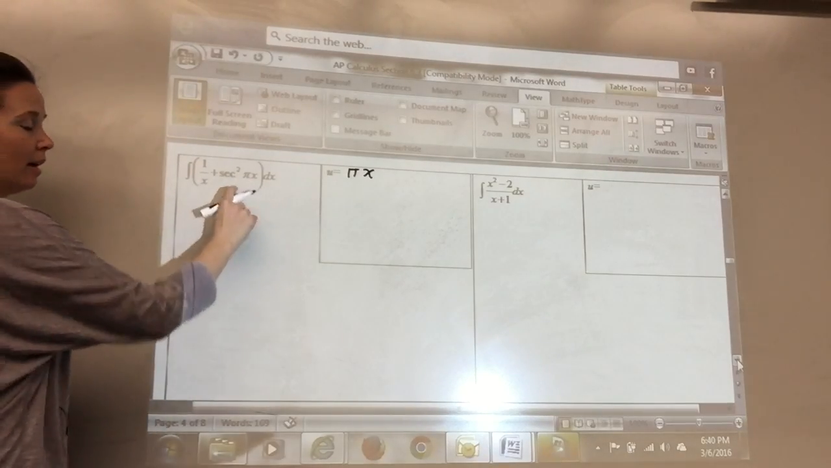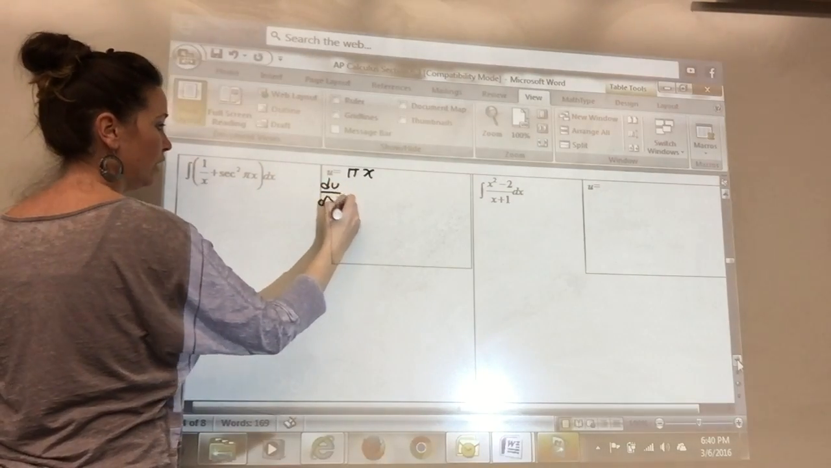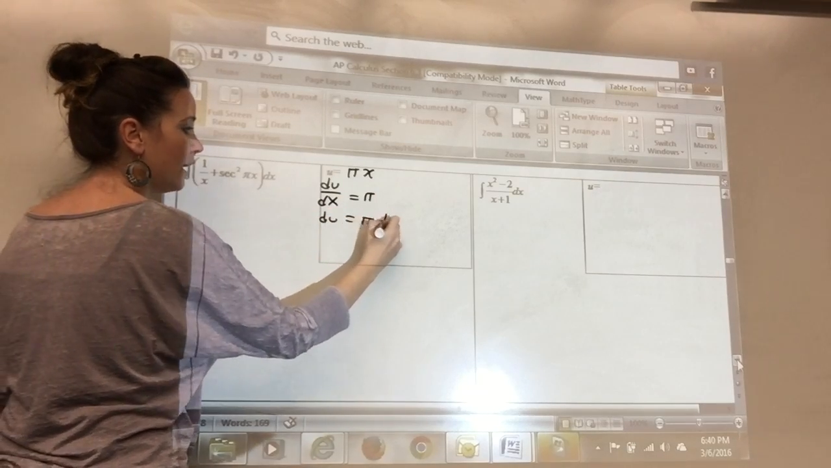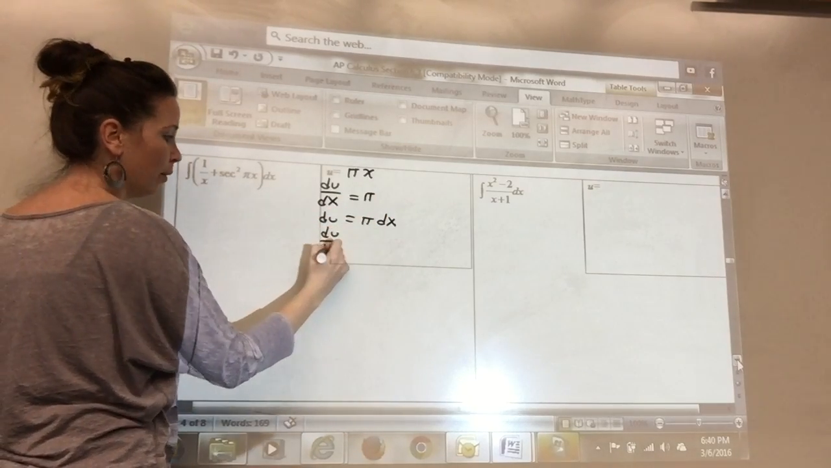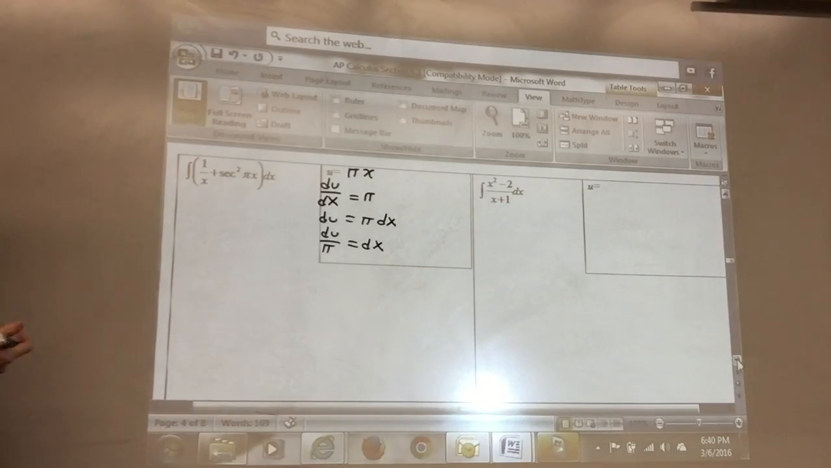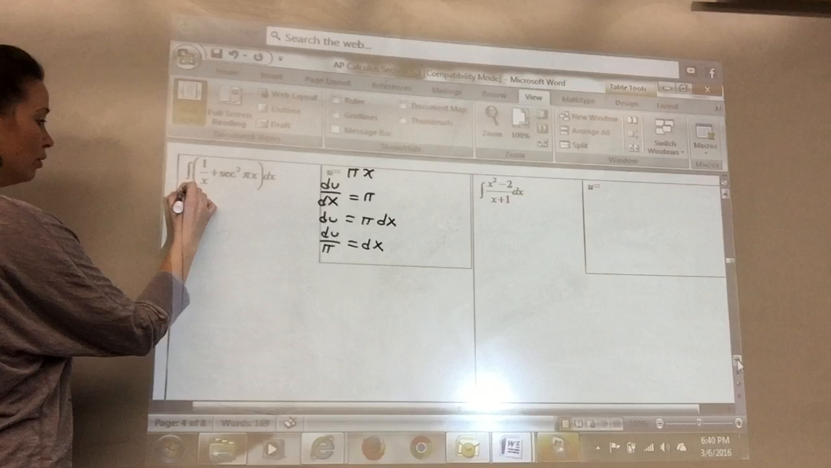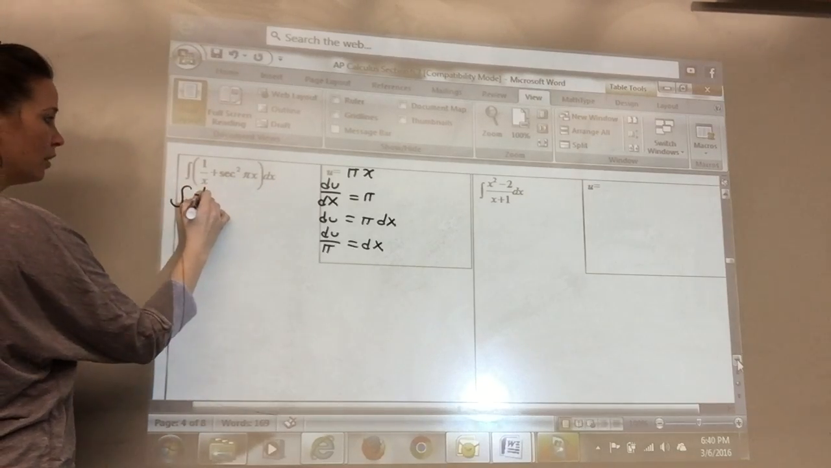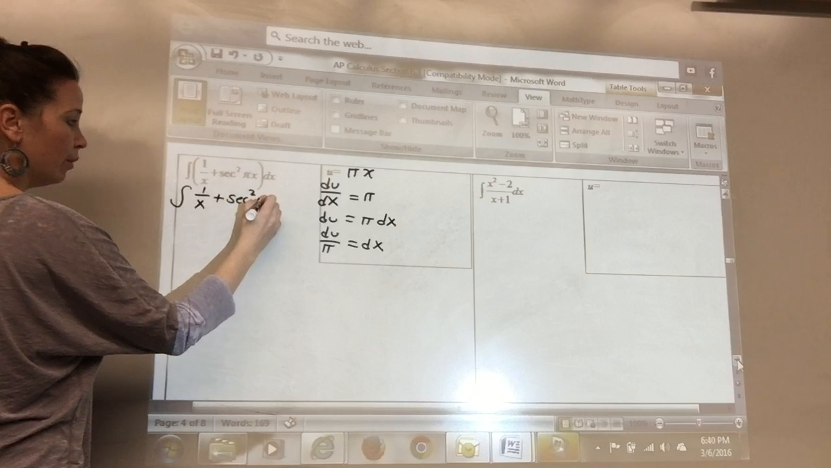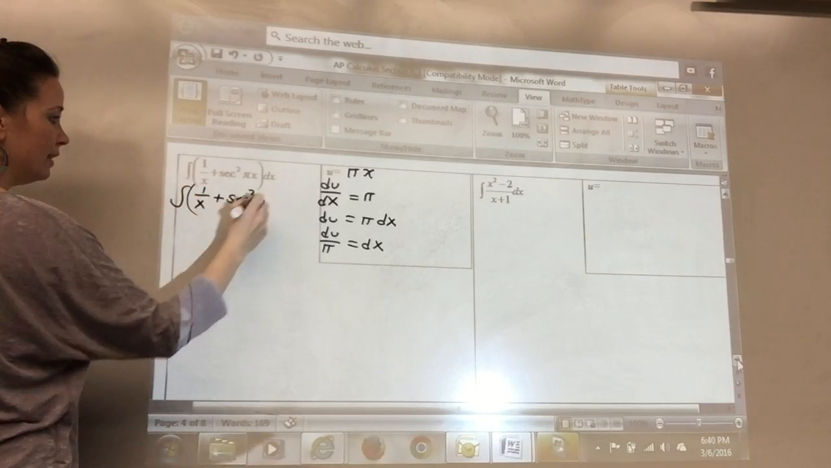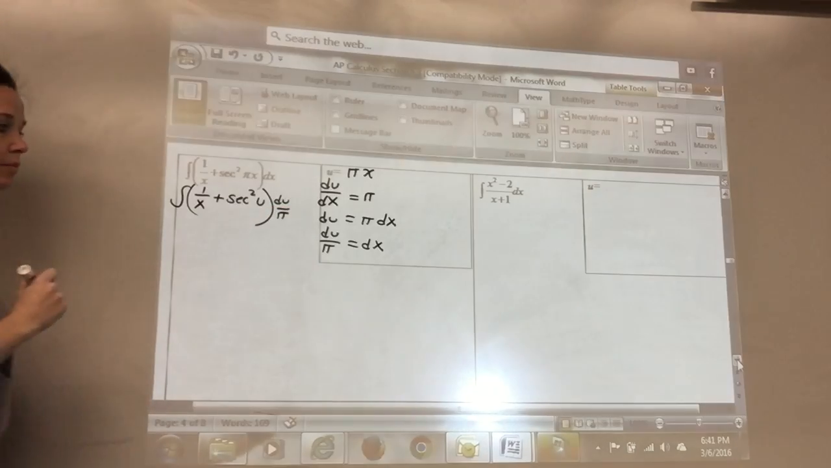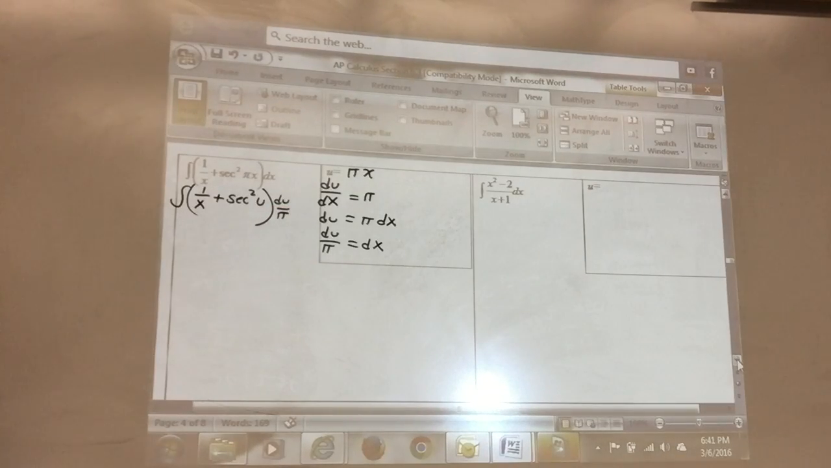So I'm going to pick pi x. du dx would just be pi, and therefore du equals pi dx, and then du over pi is equal to dx. Okay, there's my math. Now I go through and I decide if it worked or not. So I'm going to write 1 over x plus the secant squared of u, and then my dx is du over pi. Okay, so far I would say no good.